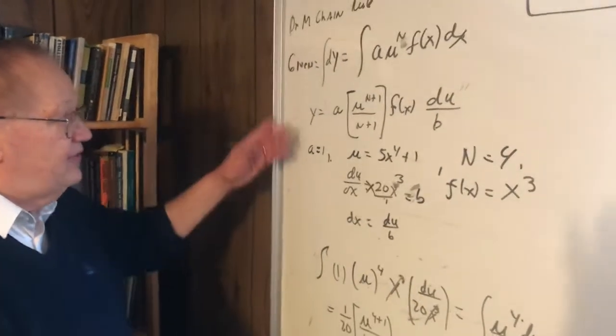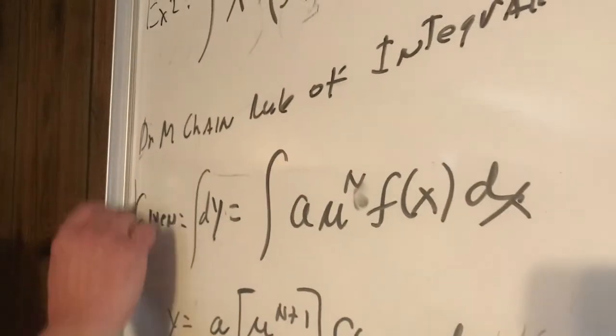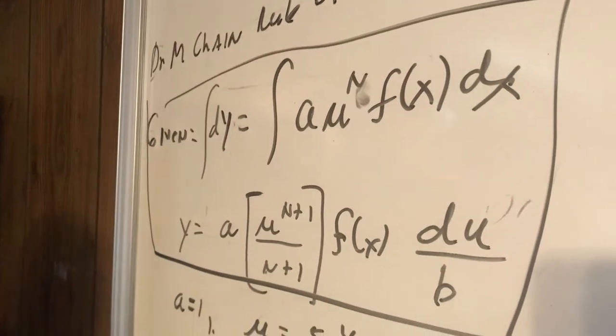Okay, here we are again. Let's go through the steps again. The integral of a u to the n, and this is our rule. This is our rule. So let's see what we can do with our rule.